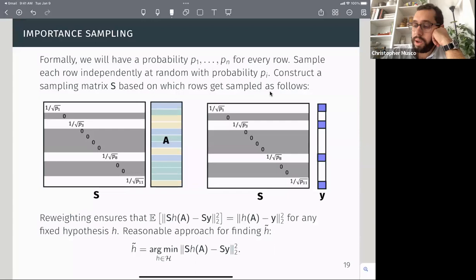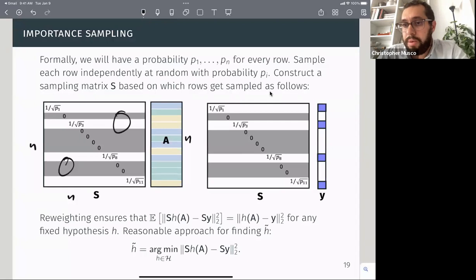The sampling matrix is going to be a diagonal matrix. A is a height n matrix, so this is an n by n diagonal matrix, and everything off the diagonal is zero. On the diagonal, for any row that I choose to keep, which is going to get labeled, I put 1 over the square root of the probability I sampled that row with. So 1 over square root of p1 in the first row, 1 over square root of p3 in the third. If I do not sample a row, so I'm not going to label it, I just put a 0 on the diagonal. I call that my sampling matrix S. I'm doing this weighting to keep things correct in expectation.